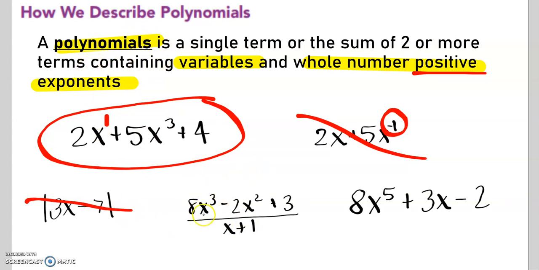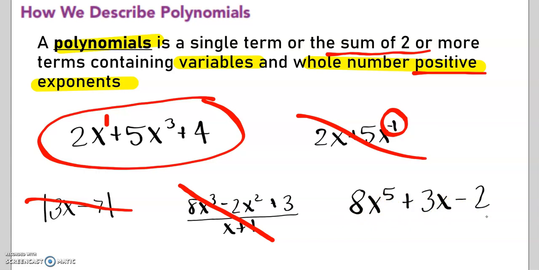Here, how about this one? 8x cubed minus 2x squared plus 3 divided by x plus 1. Same thing. That definition of polynomial has nothing about division, right? I'm adding 2 or more terms together. Here I do have adding of terms, but then I have a division of terms. Not a polynomial. And then this last one, 8x to the 5th plus 3x minus 2.